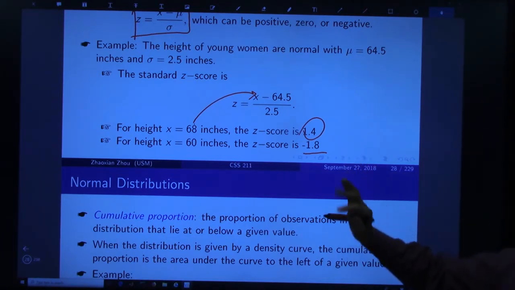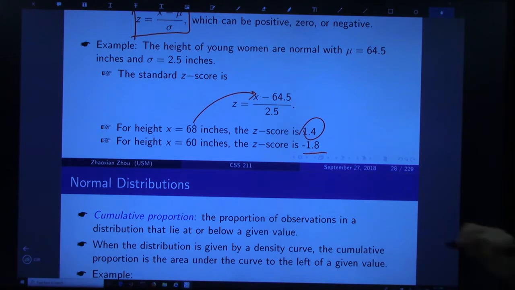So this is how we calculate the z-scores. What's the purpose of this z-score? Later we are going to learn how to use z-scores to calculate proportions or probabilities.